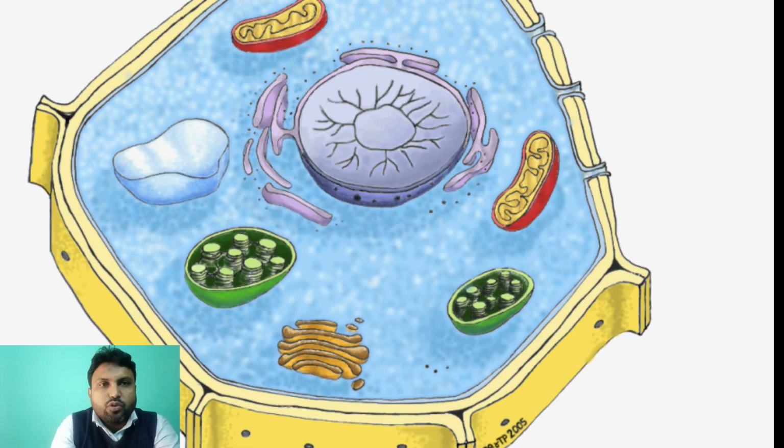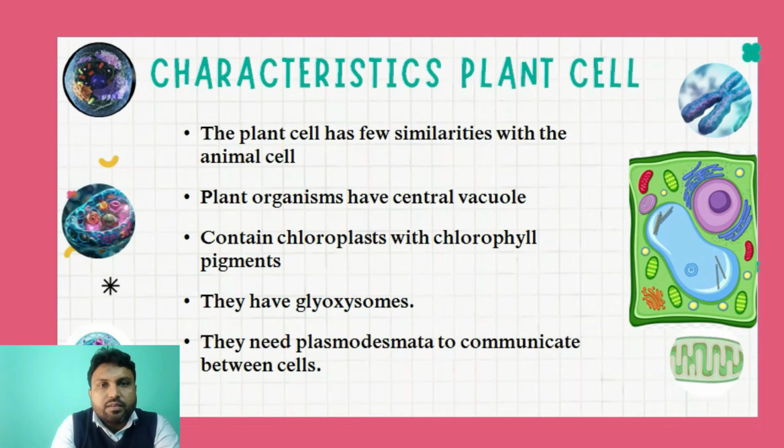Let us take a closer look at some other main features of these cells. The plant cells have a few similarities with the animal cell. For example, both are eukaryotic cells, have a differentiated nucleus, contain genetic heredity information as DNA, a membrane and a cytoplasm.